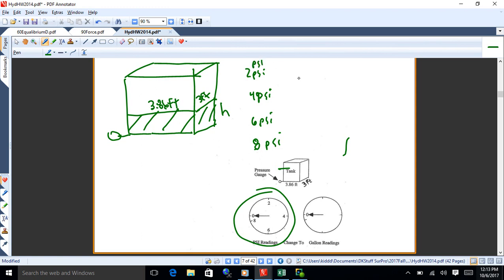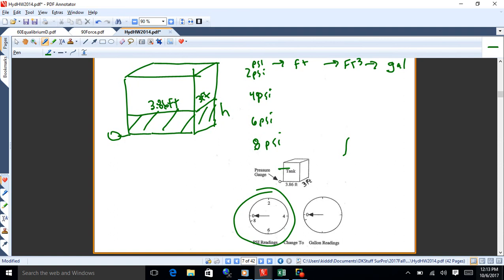So you've got PSI, probably go to feet, then probably go to cubic feet, and then probably go to gallons. That's basically how I do that, okay? Just walk it on across. And that's how these things work.